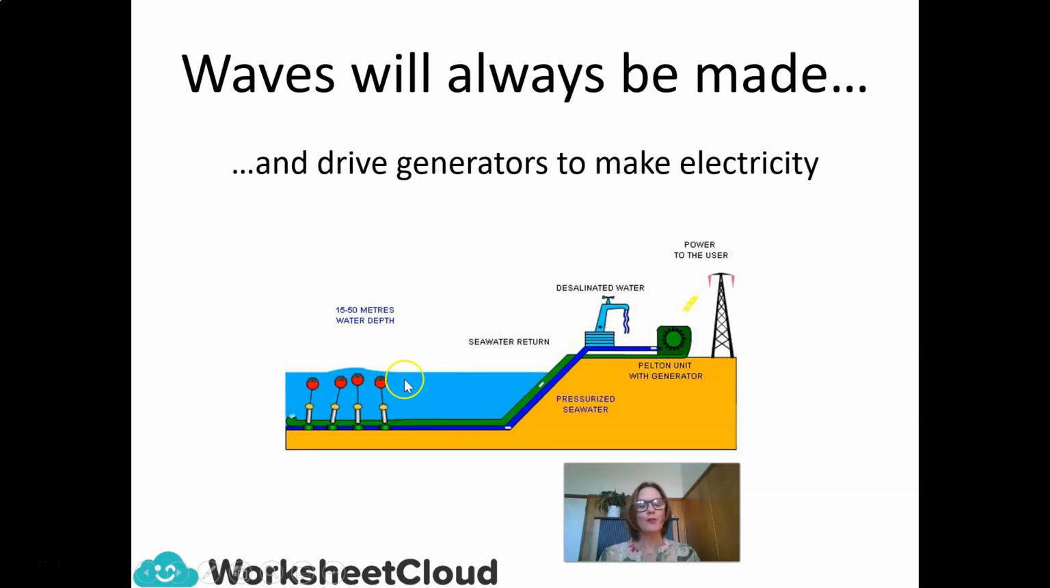And as you know, the waves will always be waves. There will always be influx and outflux, the flow in and out of the waves, and those will drive generators to make electricity. And this is just another kind of wave turbine under the ocean, and the movement also causes the generators to create electricity.